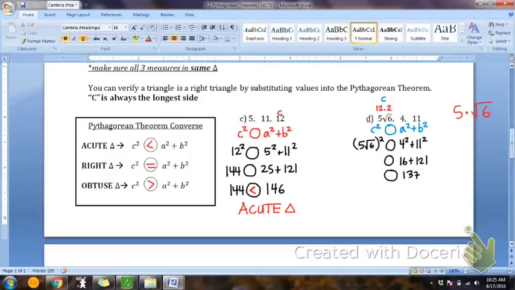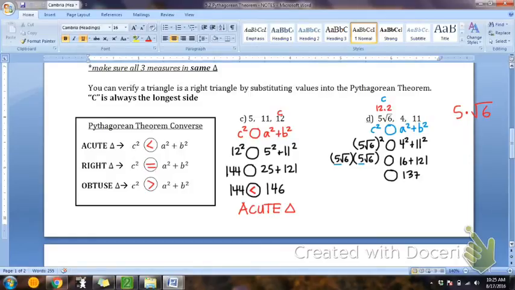What I'd like you to do is, let's multiply 5 radical 6, let's write this out, times 5 radical 6. I want you to write this out like this so that you know how to do this when it comes to your homework. What's the rule when multiplying radicals? Outside times outside, inside times inside, right? That's the rule.